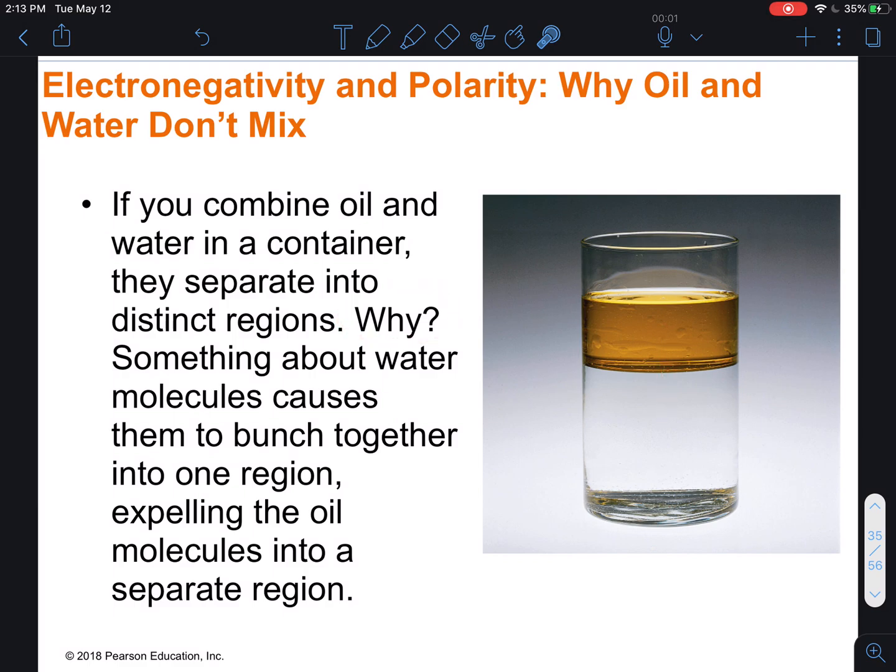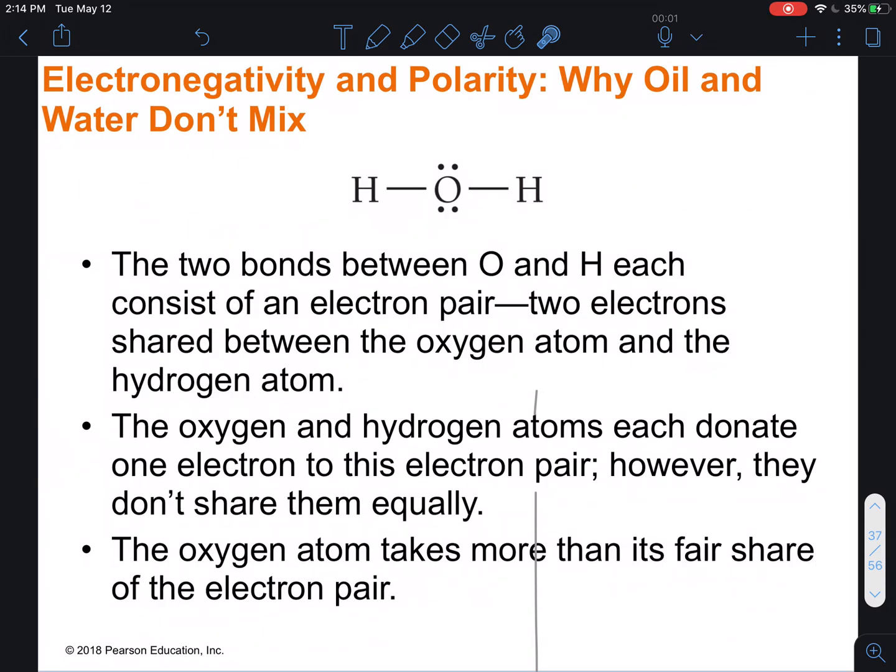And why is that? There's obviously something about how the water molecules interact versus how the oil and water interact, and how those interactions are not compatible. Okay? So something about water molecules causes them to bunch together into one region, expelling the oil molecules into a completely separate region, right? There's something about these guys on a molecular level that makes them not compatible, so they don't mix. So what is that? And does that have anything to do with its 3D structure? And the answer is yes.